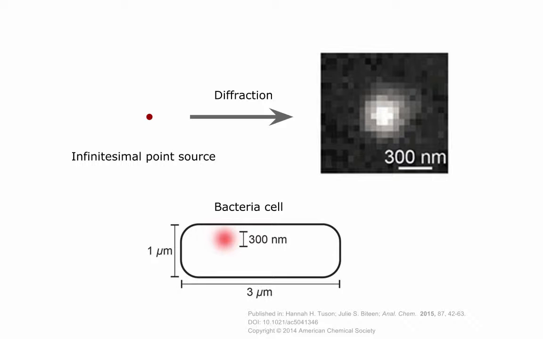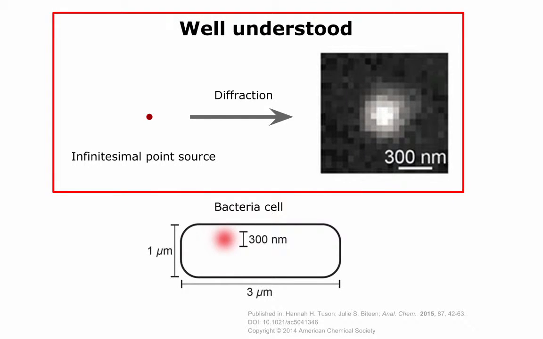But what some, now very famous, scientists realized was that this diffraction process was very well understood. They could really predict how it worked for a single point source of light. And if they could somehow come up with a way to image just single molecules one at a time, then they could effectively sidestep the diffraction limit. And this realization led to the development of single molecule fluorescence microscopy.